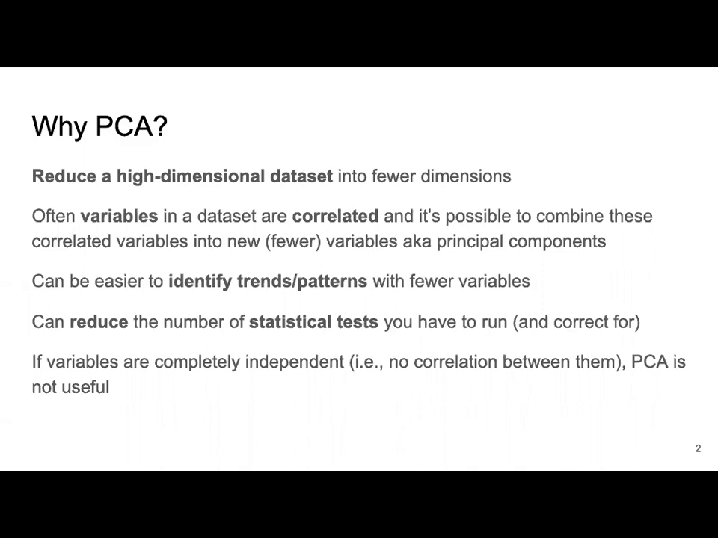If, however, your variables are completely independent, so that means that there's no correlation between them, PCA is not useful. So it's a good first step to explore some correlations between the variables, just to make sure that it's worth going down this path before you do it. But with a lot of the kinds of things that we study, especially because we're looking at things that occur biologically or cognitively or whatever, the chances are that they are going to be correlated.